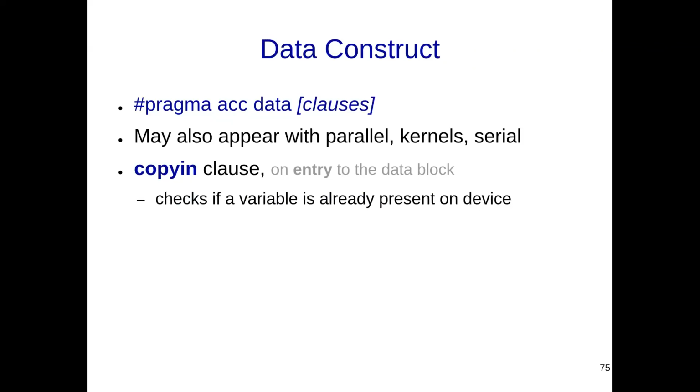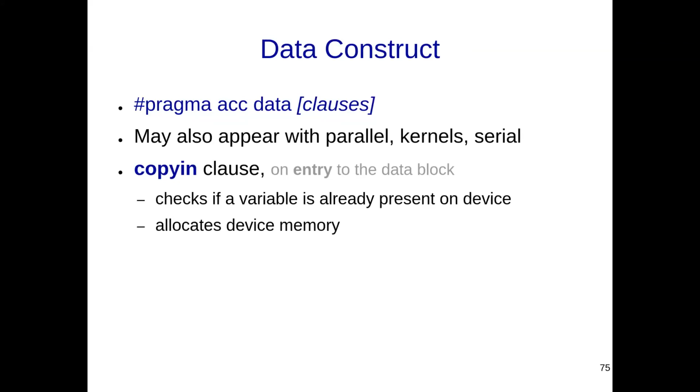So in general, the way this copyin clause works is that it checks if a variable is already present on the device. If it is present, it doesn't do anything. If it is not present, then it copies it. Right? For copying, that data should have memory allocated on the GPU, which may or may not always be the case. If the memory is already allocated, then copying is only going to copy the memory from CPU to GPU. If the memory is not allocated, then memory allocation will happen, and after that the copying is going to happen.